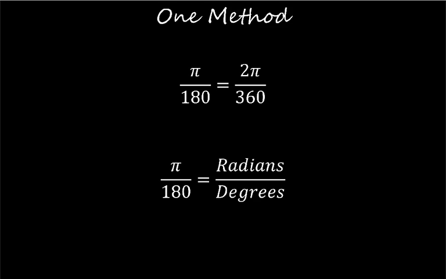So I'm going to set up a proportion here. Pi over 180 degrees is equal to however many radians and however many degrees. And so if you're given radians, you'd plug that in here and then solve for degrees. If you're given the degrees, then you plug it in there and solve for the radians. And I'll give you a couple examples of that now.